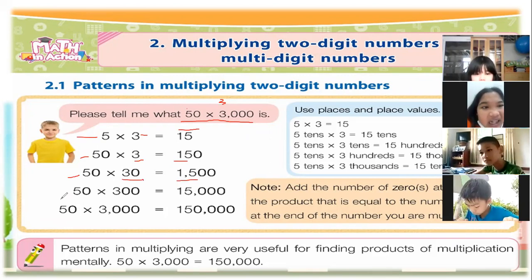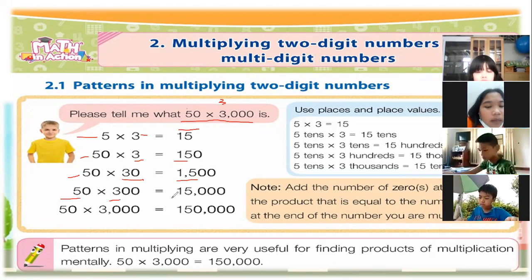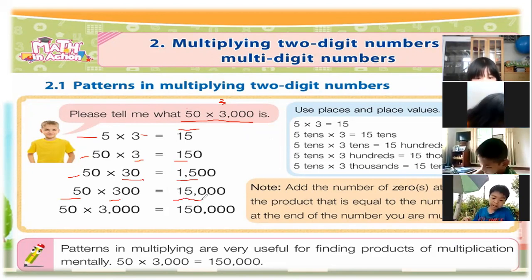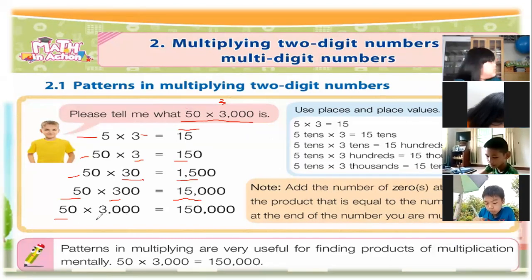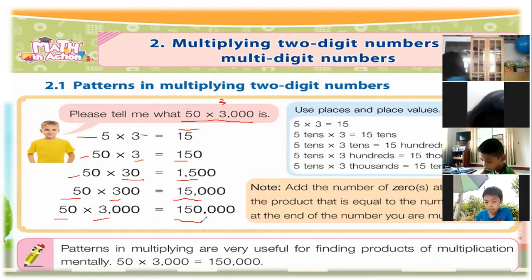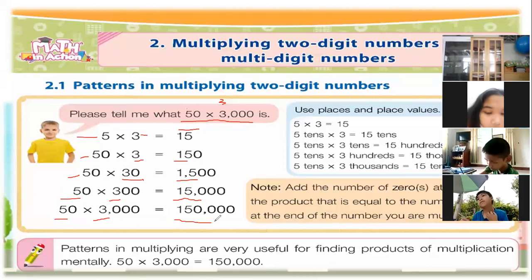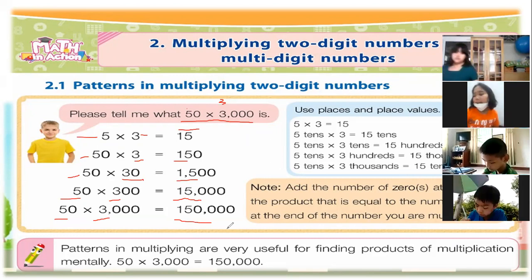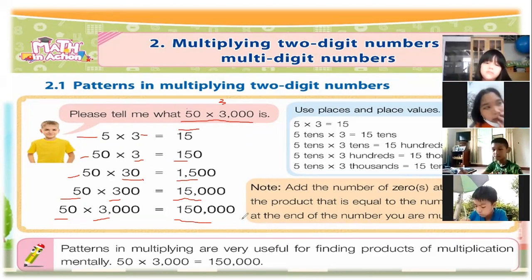Then the fourth step, 5 tens multiply by 300s. So total we will have how many? We will have 15,000. Then the final step, 50 or 5 tens multiply by 3,000. So which means 150,000, or you can say we have total 15 10,000s. So while we do the calculation, don't forget to put the zeros.